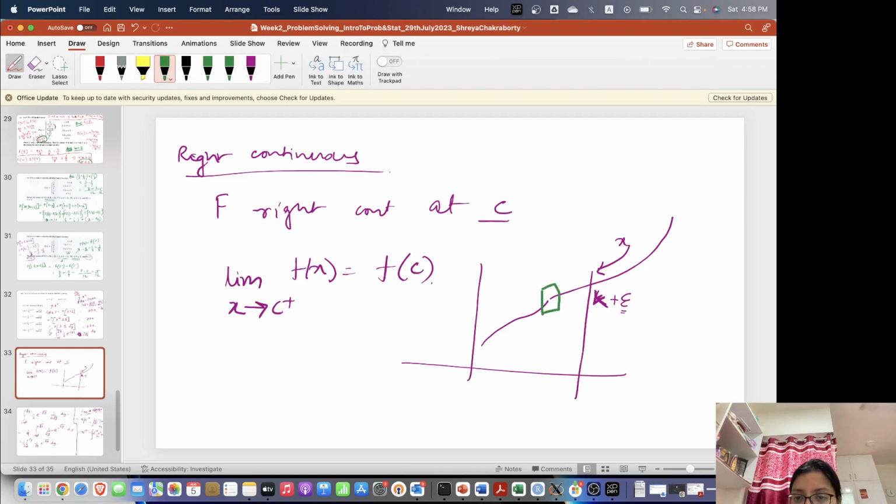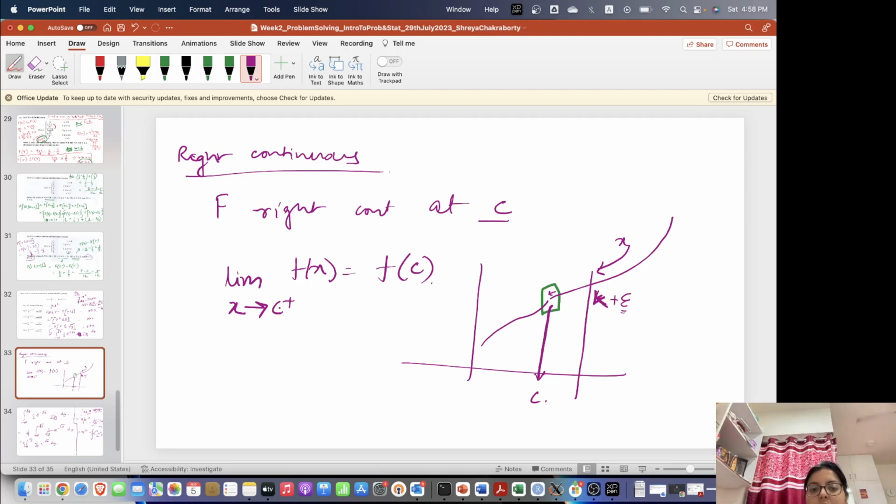But look at this point. Here we have a discontinuity. Let's say the discontinuity point is only my c. If we move x closer and closer to this c point, still we will not be able to reach c because there is some break over here. So that means that this is not right continuous.